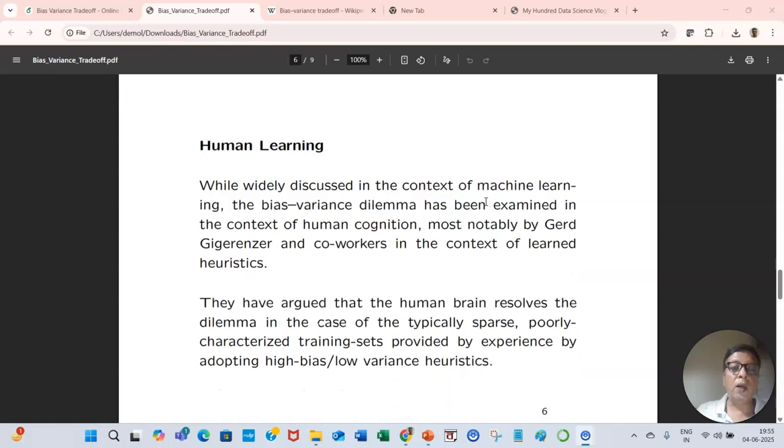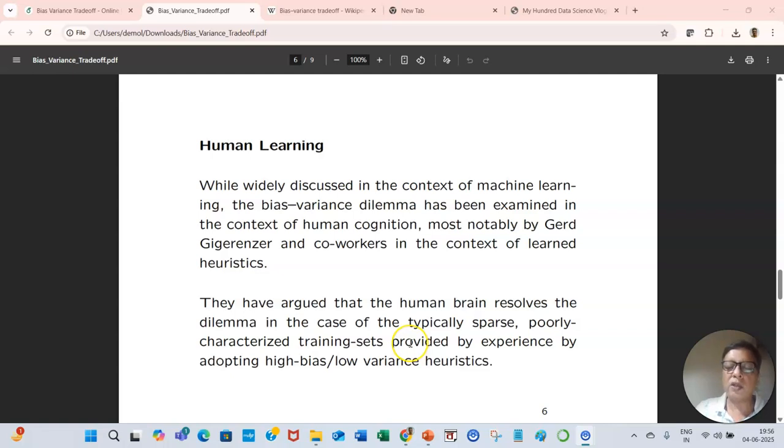A bit of human learning. While widely discussed in the context of machine learning, the bias variance dilemma has been examined in the context of human cognition, most notably by Gerd Gigerenzer and co-workers in the context of learned heuristics. They have argued that the human brain resolves the dilemma in the case of the typically sparse, poorly characterized training sets provided by experience by adopting high bias, low variance heuristics.